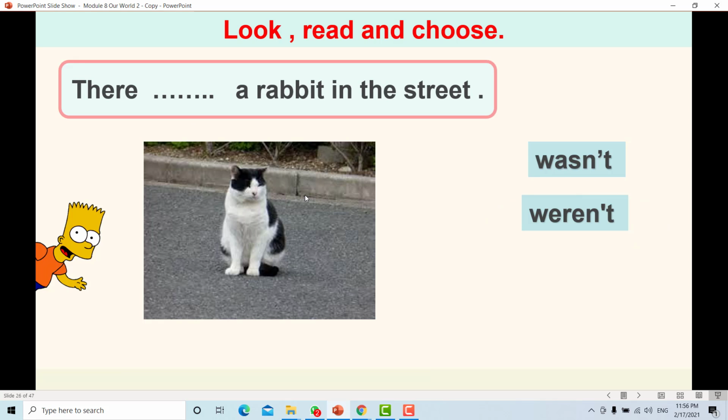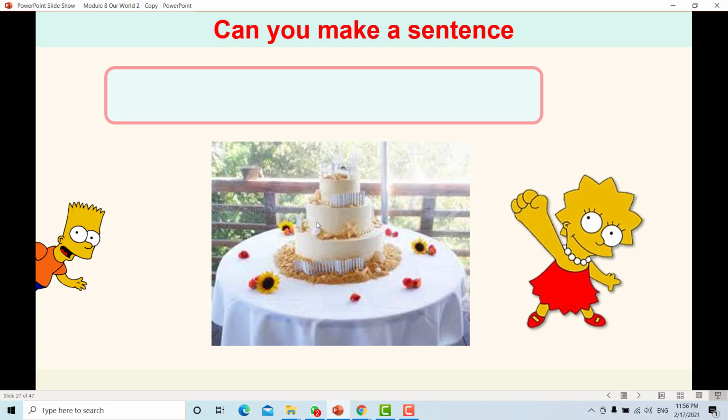Look, there a rabbit in the street. Look, oh, it's a cat. So wasn't or weren't? There wasn't. Perfect, because it's a singular noun.